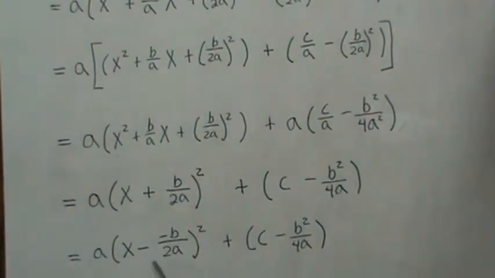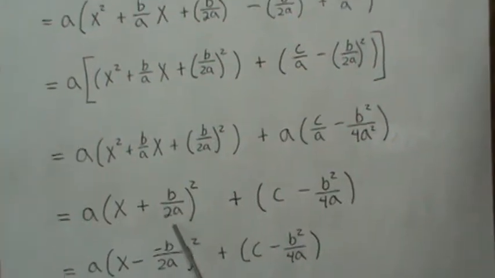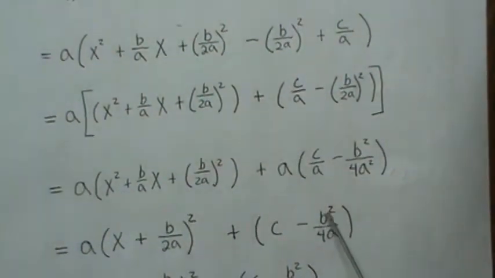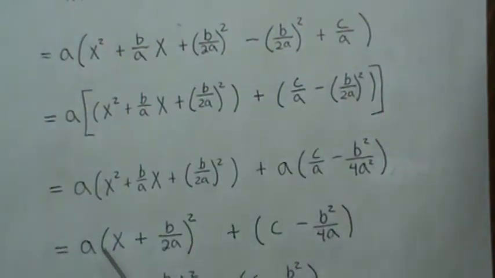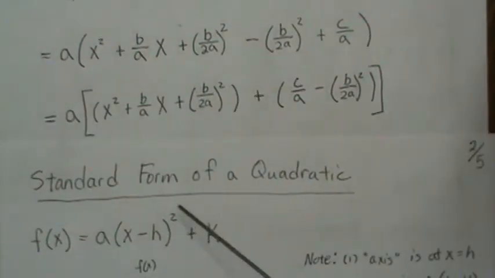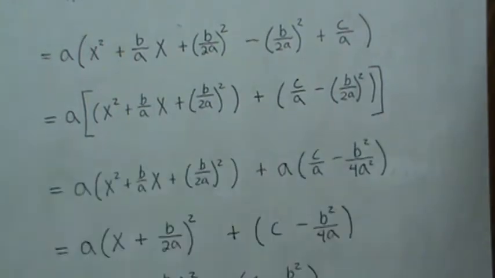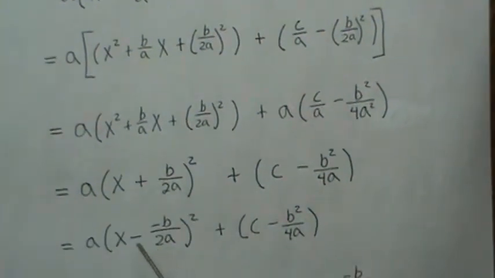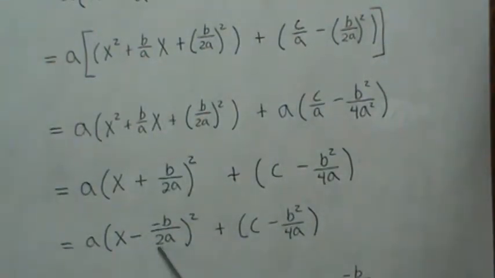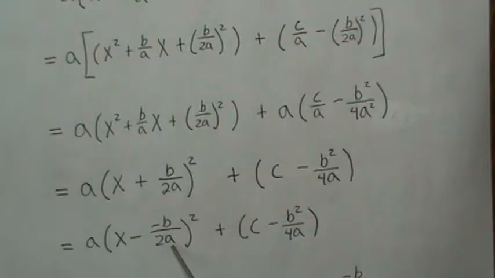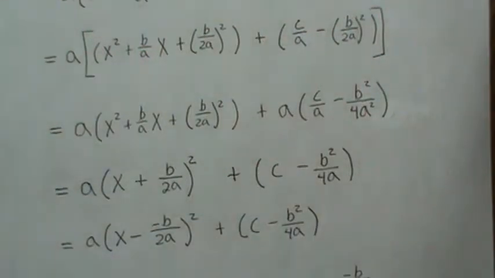Okay? So now, this isn't quite in standard form. And the reason I say that, okay, this is a number, and it kind of looks like the standard form, but the standard form has a negative there. So what I do is I put a negative and then minus b. So minus a minus is plus. And then that tells us that this is the horizontal shift, and then this is the vertical shift.